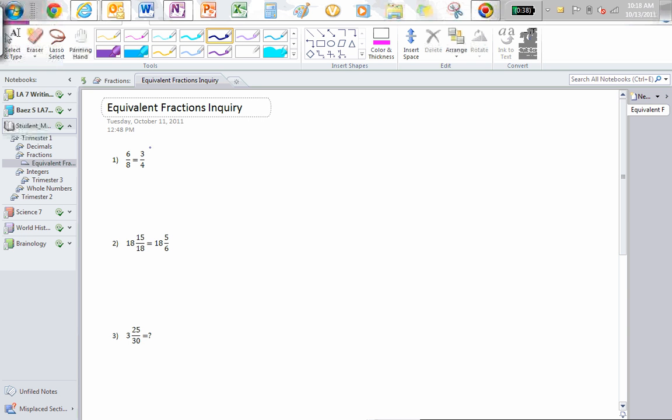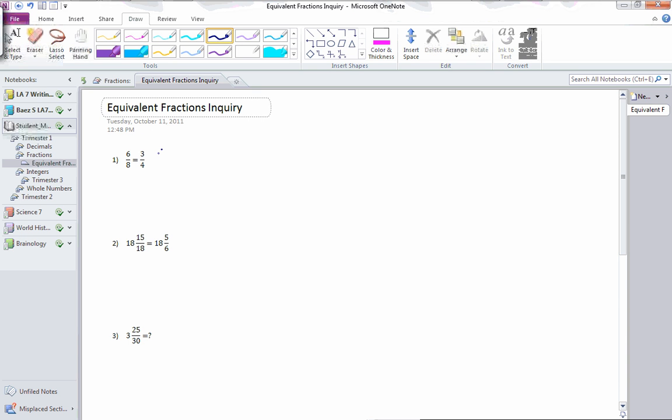So, here we go. 6 eighths equals 3 fourths. And I'm just going to put a division sign because it just makes it easier. And that's the operation that you're going to use. So 6 divided by 3 equals 2. And 8 divided by 4 is 2. And 2 and 2 is equal.